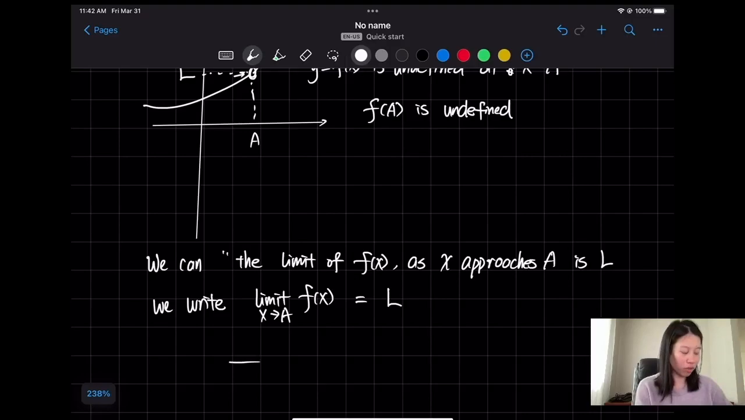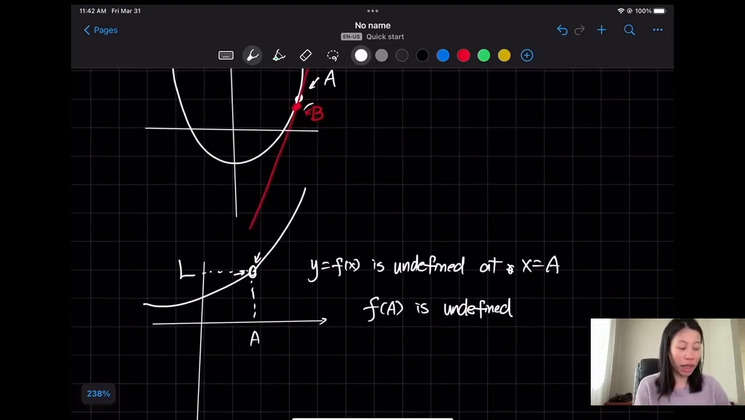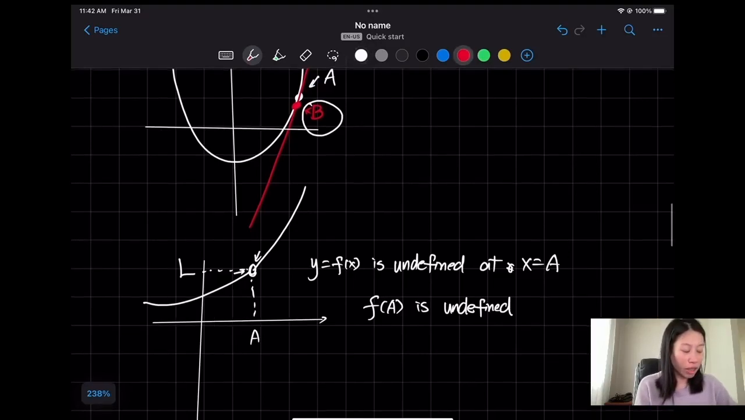The symbol of this arrow means approaches, or gets very, very close to. So f(a) is a single number that describes the behavior of f(x) at the point a, but the limit of f(x) is a single number that describes the behavior of the function near a. This idea is similar to what we had earlier. Remember, with the limit, we're trying to describe the behavior of the function near point A.